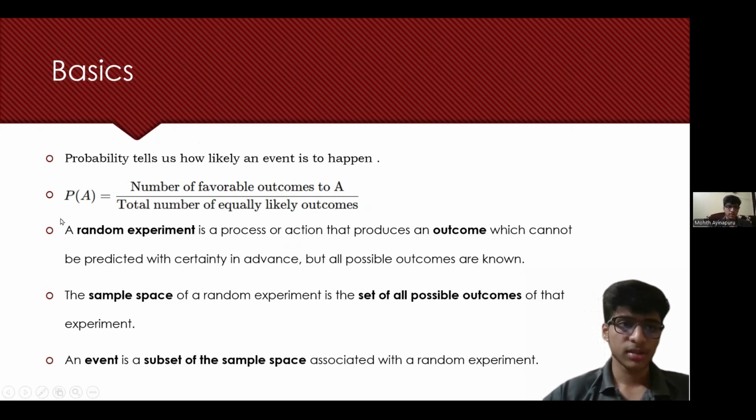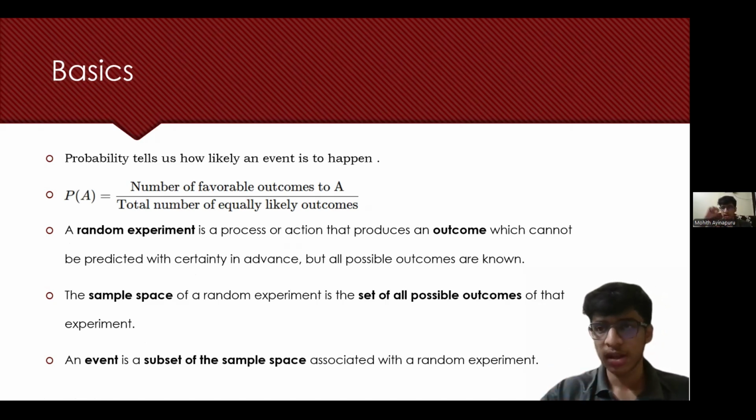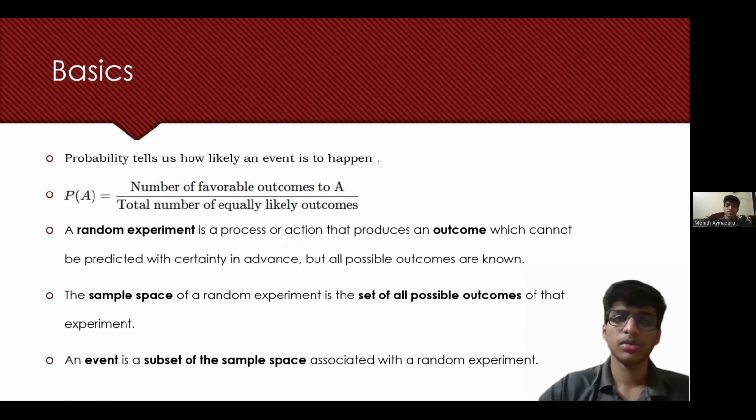What is next? What is a random experiment? A random experiment is a process or action that produces an outcome which cannot be predicted with certainty in advance, but all possible outcomes are known. For these three, random experiment, sample space, and event, we're going to perform an experiment which is rolling a dice. Rolling a dice is a random experiment. If we roll a dice, the outcomes are 1, 2, 3, 4, 5, and 6.